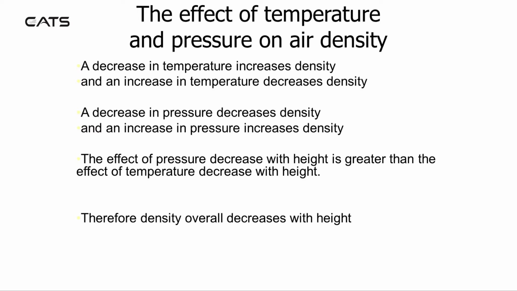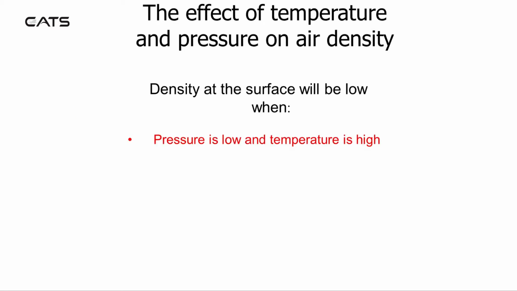The effect of temperature and pressure on air density. A decrease in temperature increases density, and an increase in temperature decreases density. A decrease in pressure decreases density, and an increase in pressure increases density. The effect of pressure decrease with height is greater than the effect of temperature decrease with height. Therefore, density overall decreases with height. The density at the surface will be low when the pressure is low and the temperature is high.